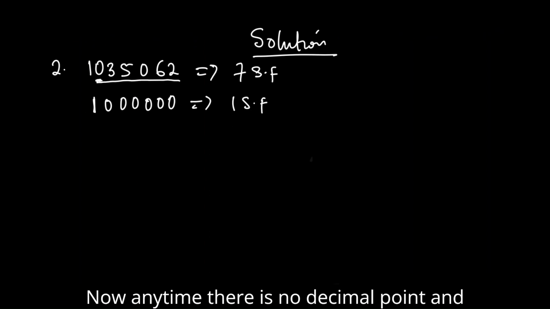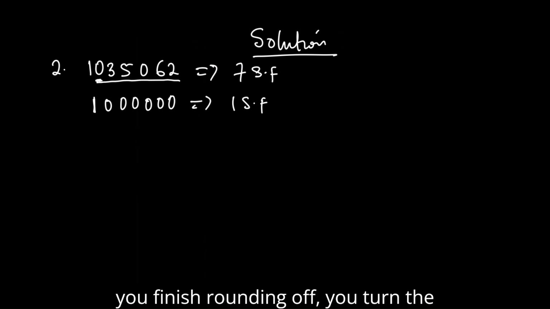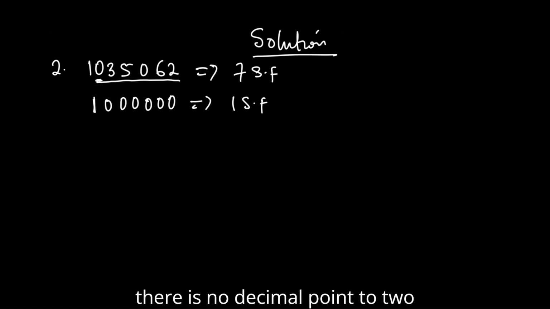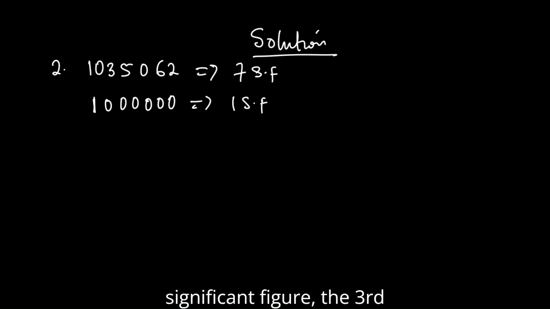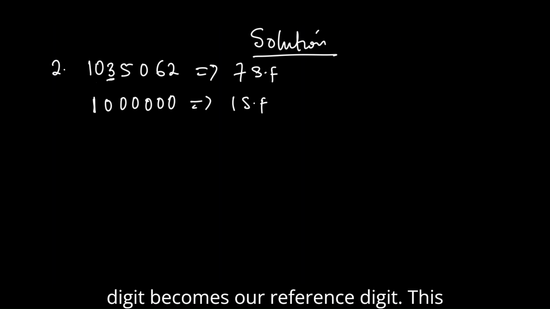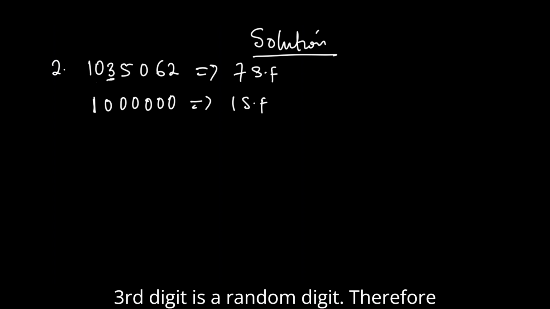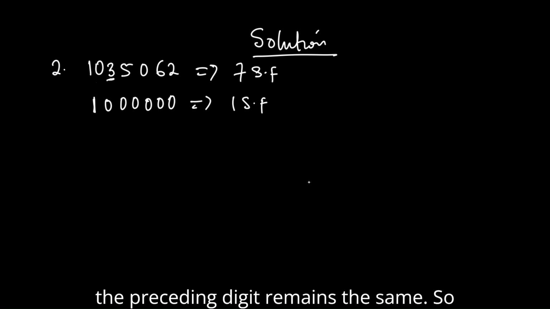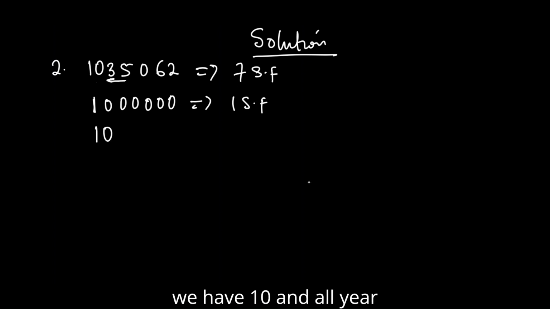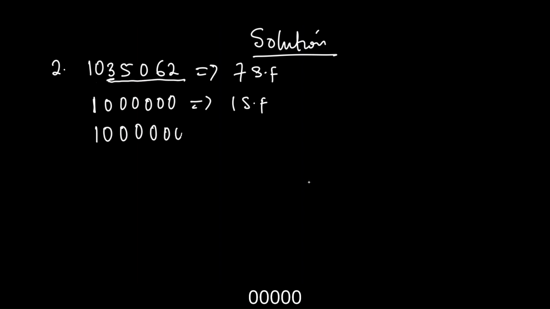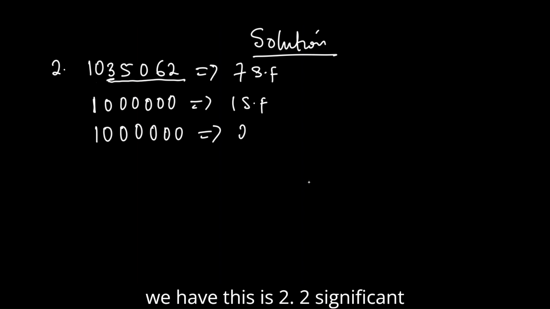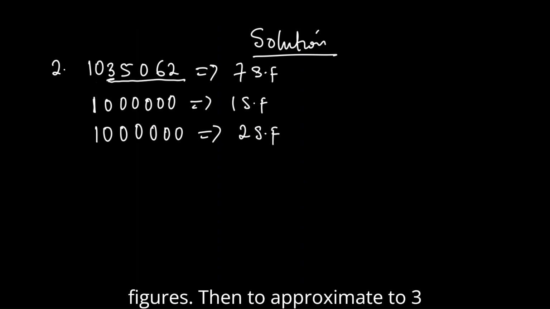Now, anytime there is no decimal point and you finish rounding off, you turn the remaining numbers to 0 as far as there is no decimal point. To two significant figures, the third digit becomes our reference digit. This third digit is a round-down digit, therefore the preceding digit remains the same. So we have 1, 0, and all here zeros. This is to two significant figures.